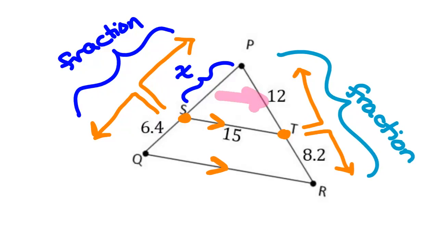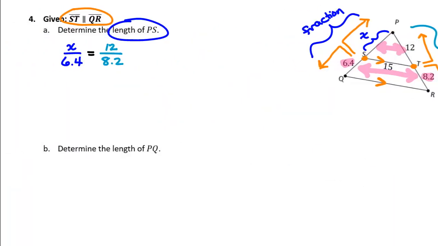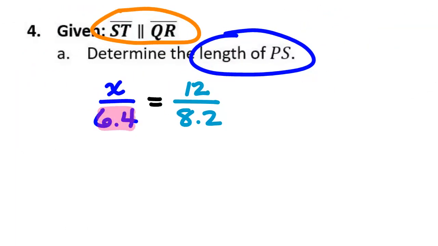You have to make sure that these two pieces end up in the same part of the fraction, and these two pieces end up in the same part of the fraction. So 6.4 and 8.2 are both those little segments, and so they are both in the denominators.